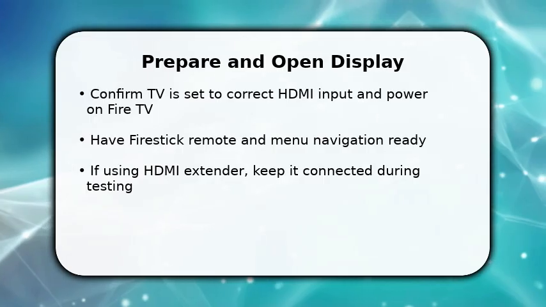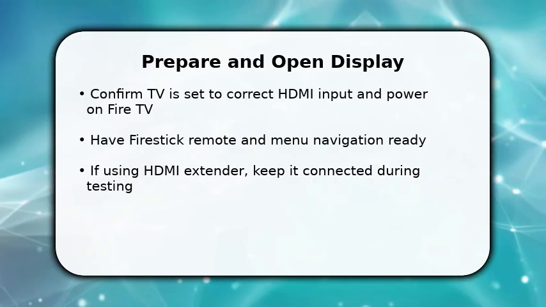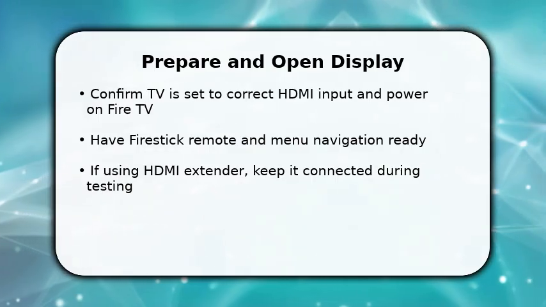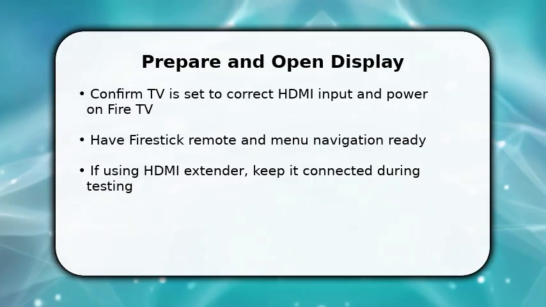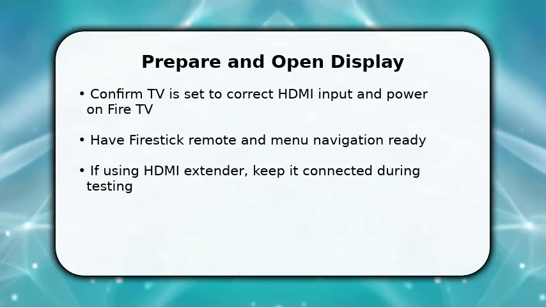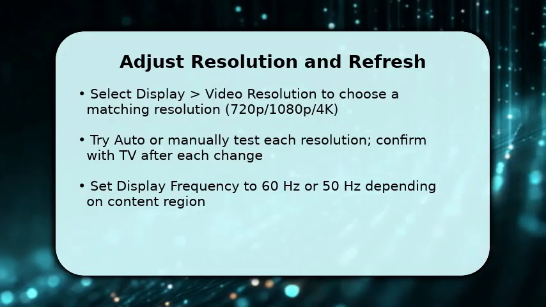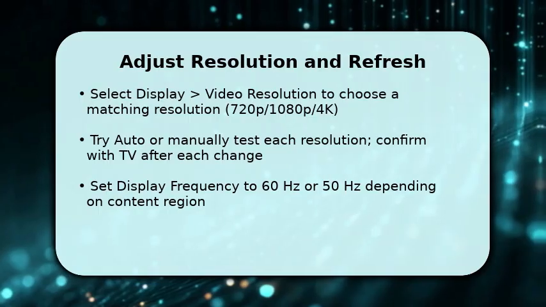If you can't find Display, check that the Firestick is fully booted and the remote is paired. This gives you the panel to change resolution and calibration. Now you'll change resolution and test output. Choose video resolution and either set auto or pick a specific value like 1080p or 4K. Pick what your TV supports.